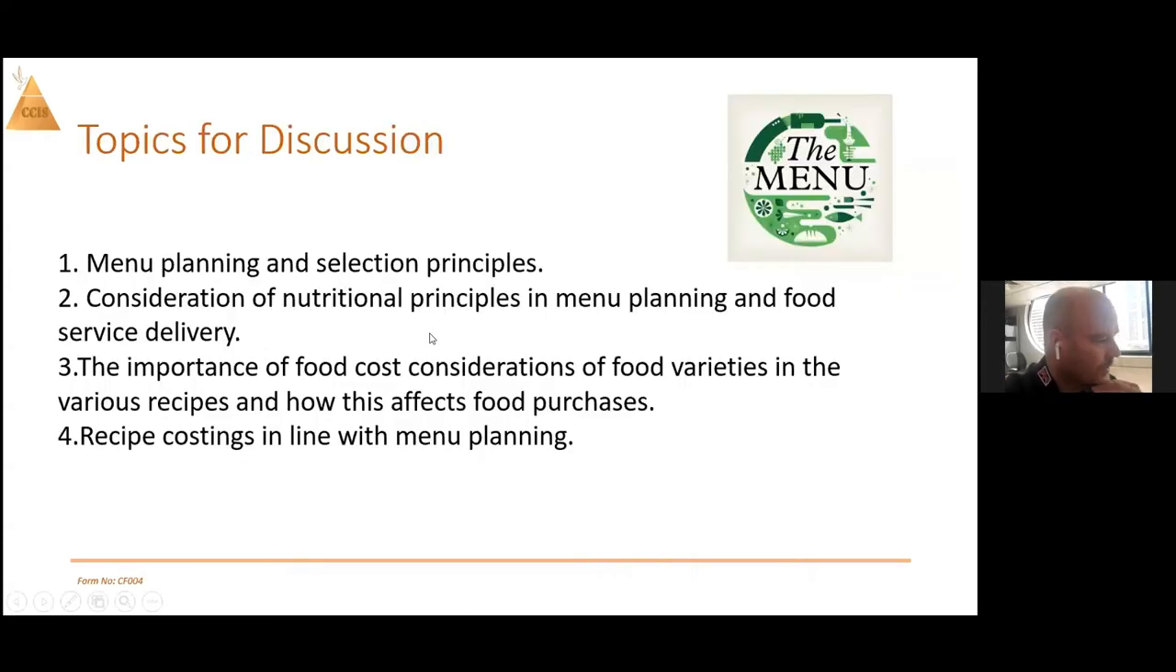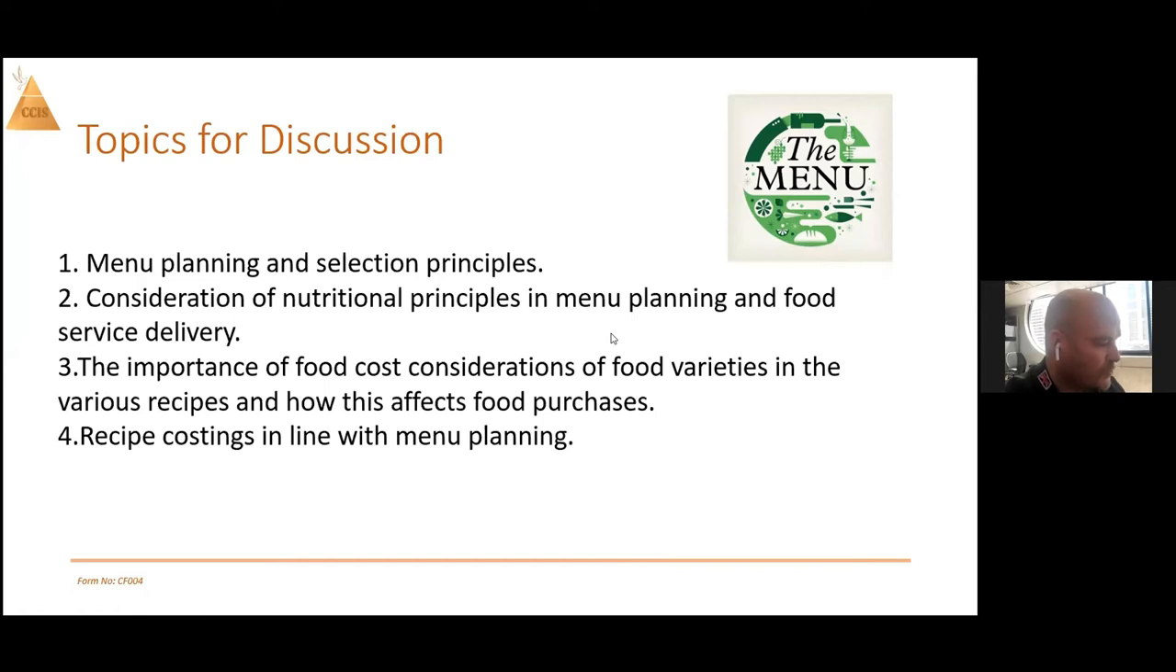Okay. So then we go into the next section. Just a breakdown of what we're going to be doing in this course, some of the topics we'll be discussing. Obviously, there's menu planning and menu planning principles, which we will then discuss point by point, so you can understand which things we actually consider when we plan a menu.